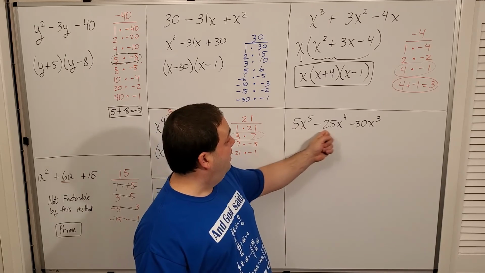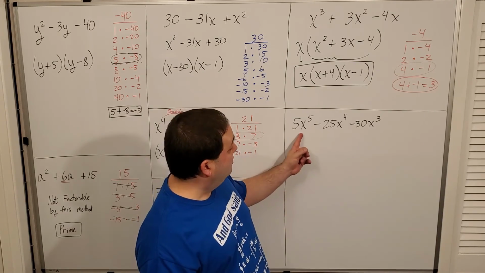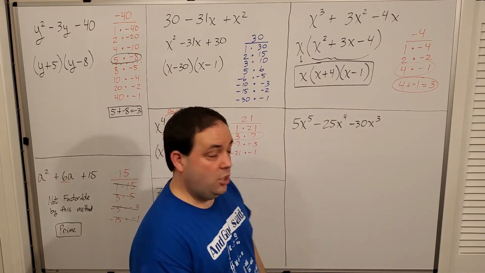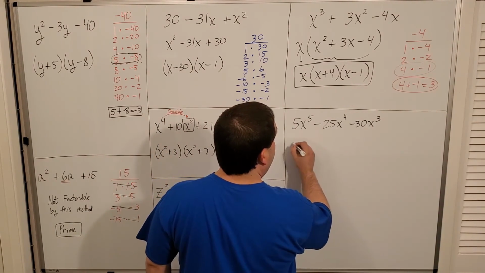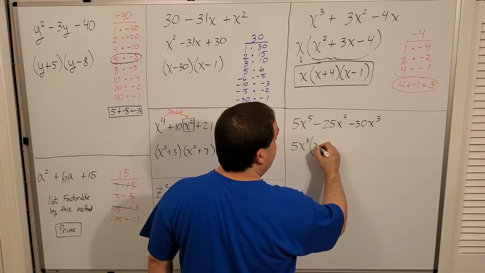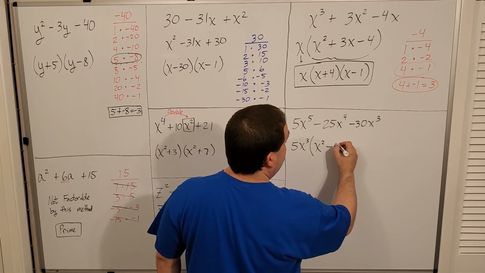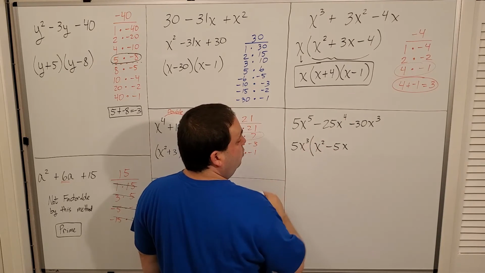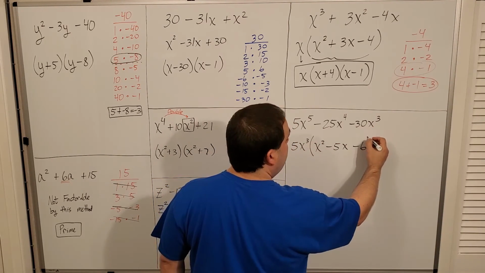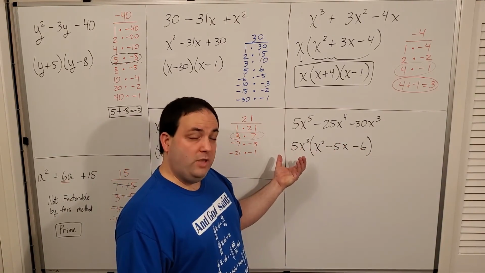However, I notice 5, 25, and 30 all have a common factor of 5. They also all have x's. So remember, you're going to take the lowest power, x cubed. So I start by doing that. 5x cubed times, here, 5 divided by 5 gives me just 1x squared, right? Negative 25 divided by 5 gives me negative 5, and then x, because 4 minus 3 is 1. And negative 30 divided by 5 is negative 6, and I took all 3 x's. So just like before, if you're able to pull a GCF out, do that first, always.